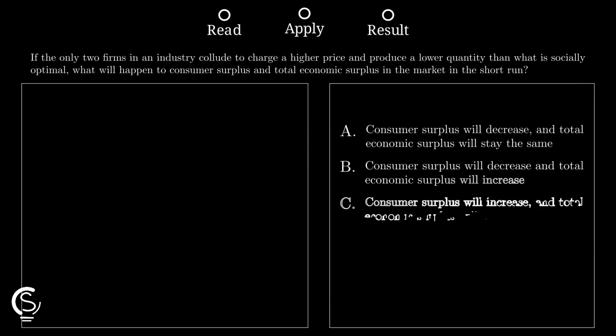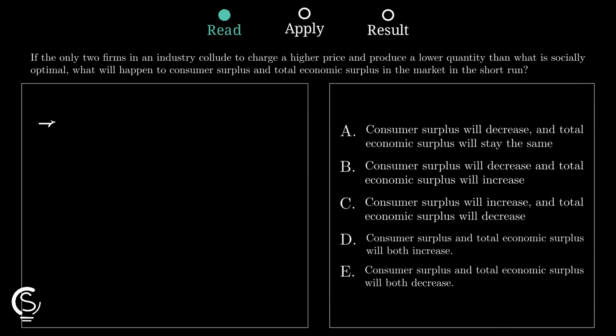When the two firms collude, they act more like a monopoly, charging a higher price and producing less than the socially optimal quantity, so market output moves away from the efficient level. That higher price directly cuts consumer surplus because consumers now pay more and some buyers who would have purchased at the lower price are pushed out of the market.